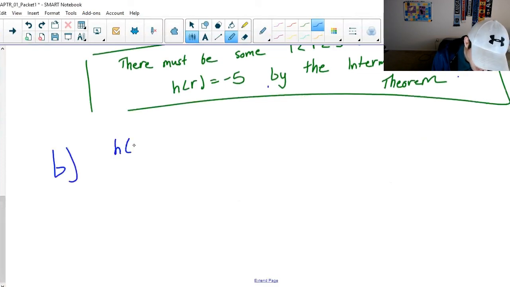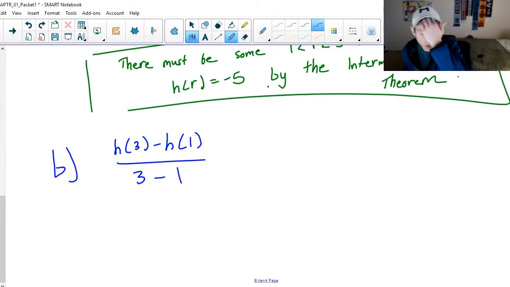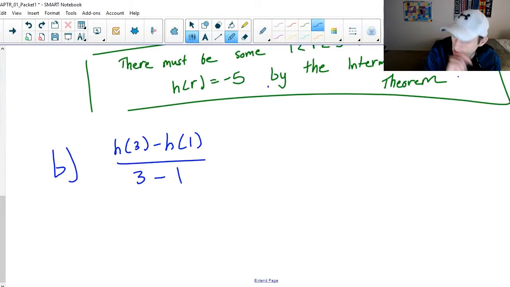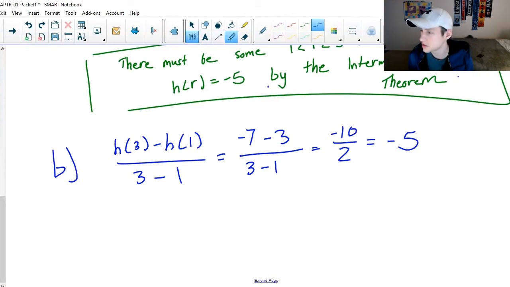So let me first calculate the mean value. Right, so I'm just using basically the slope formula, average rate of change, right? Mean value. h of 3 minus h of 1. We already calculated h of 3 and h of 1. So -7 minus 3, over 3 minus 1, -10 over 2, and -5. Oh, look. The average rate of change is -5.